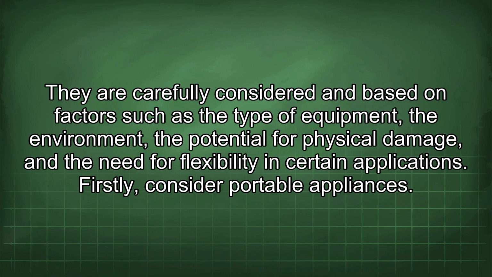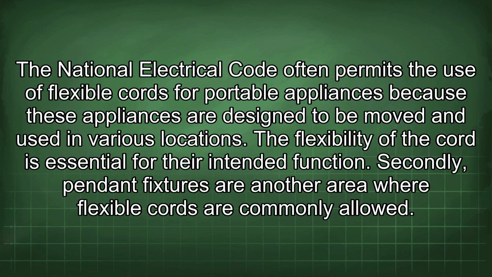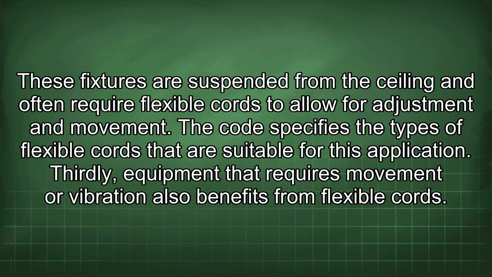Firstly, consider portable appliances. The National Electrical Code often permits the use of flexible cords for portable appliances because these appliances are designed to be moved and used in various locations. The flexibility of the cord is essential for their intended function. Secondly, pendant fixtures are another area where flexible cords are commonly allowed. These fixtures are suspended from the ceiling and often require flexible cords to allow for adjustment and movement. The code specifies the types of flexible cords that are suitable for this application.